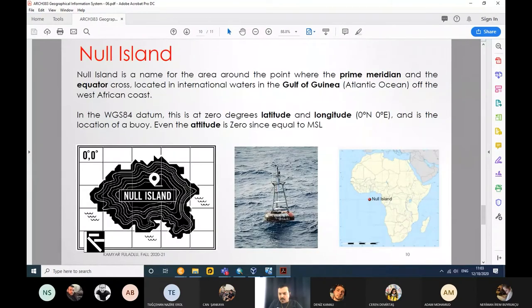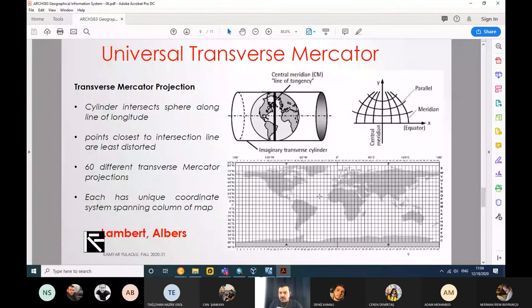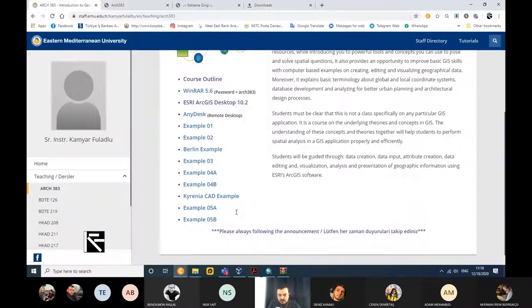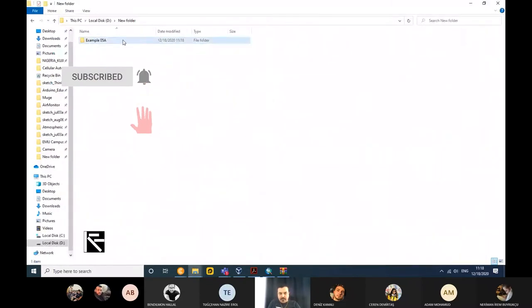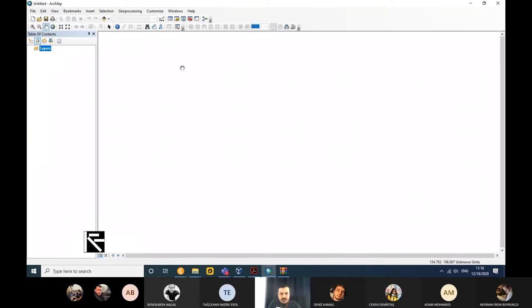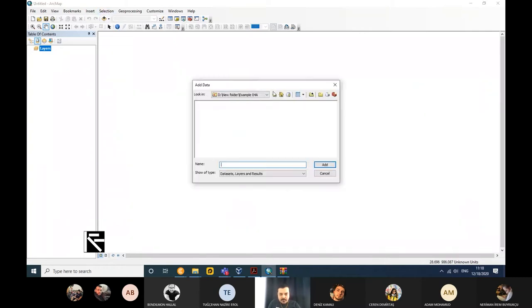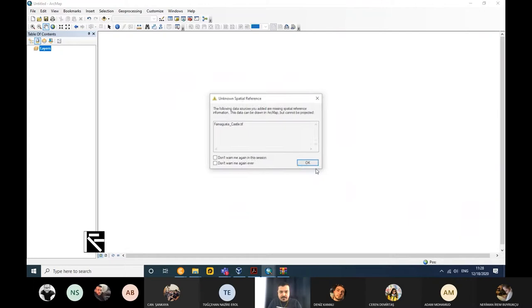This is our small lecture, in order to at least understand the issue about coordinates, about projection, what the World Geodetic System 84 is, what UTM is, and what Null Island is. So after we download example 5A, we will extract it like always and put it here. Now we just need to make a folder connection to example 5A. We just add it here.